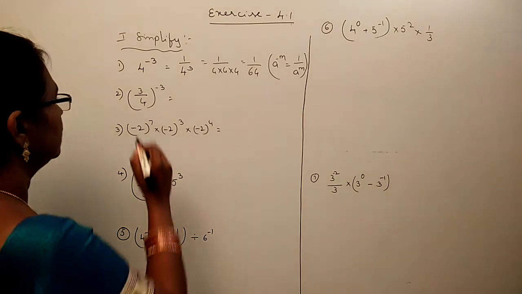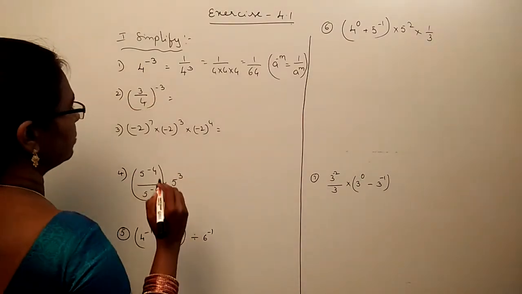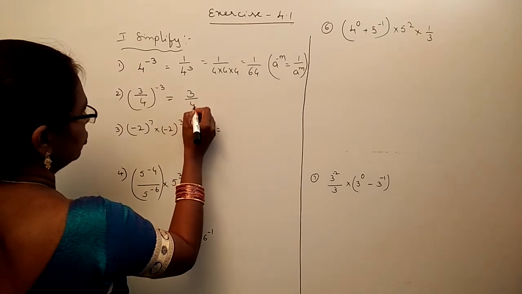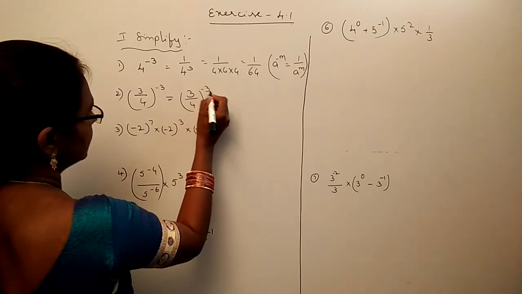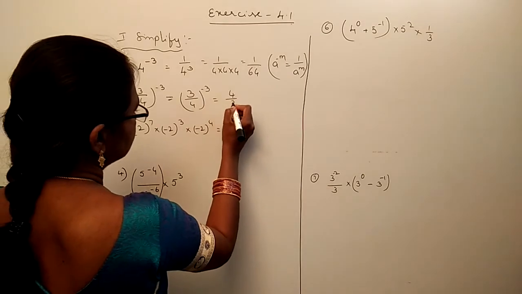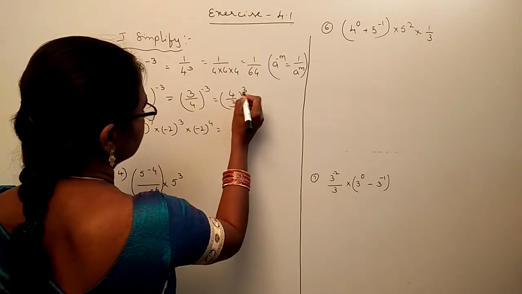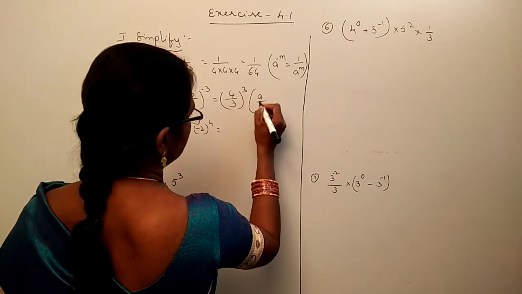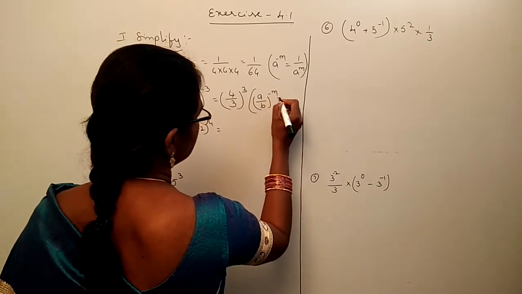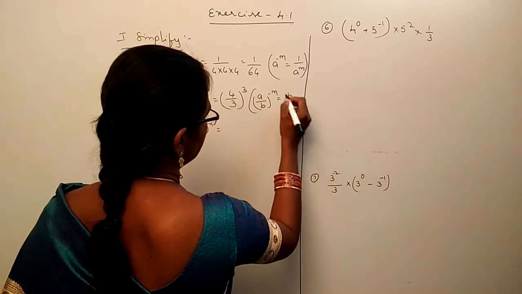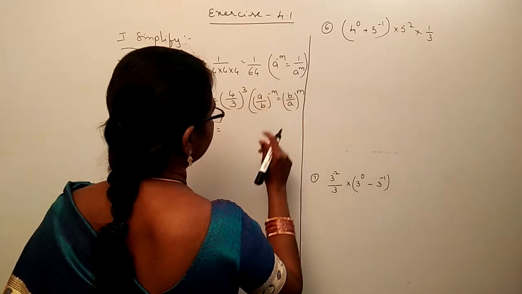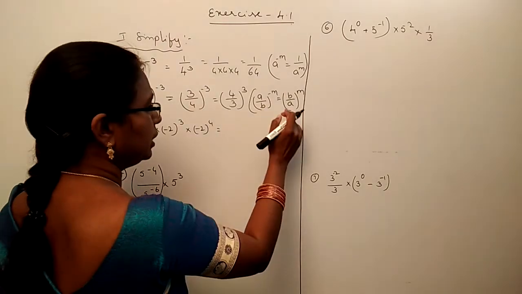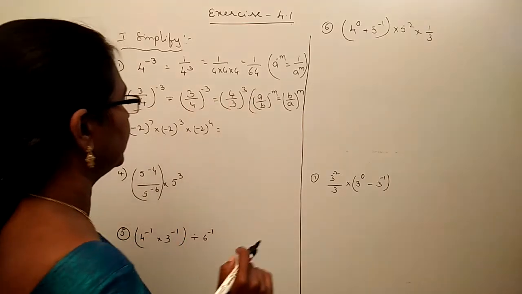What is the law? A to the power of minus m is equal to 1 by a to the power of m. Next, 3 by 5 whole to the power of minus 3 is equal to 5 by 3 whole to the power of 3, because a by b whole to the power of minus m is equal to b by a whole to the power of m. When that negative will become positive, the numerator will become denominator, and the denominator will become numerator.